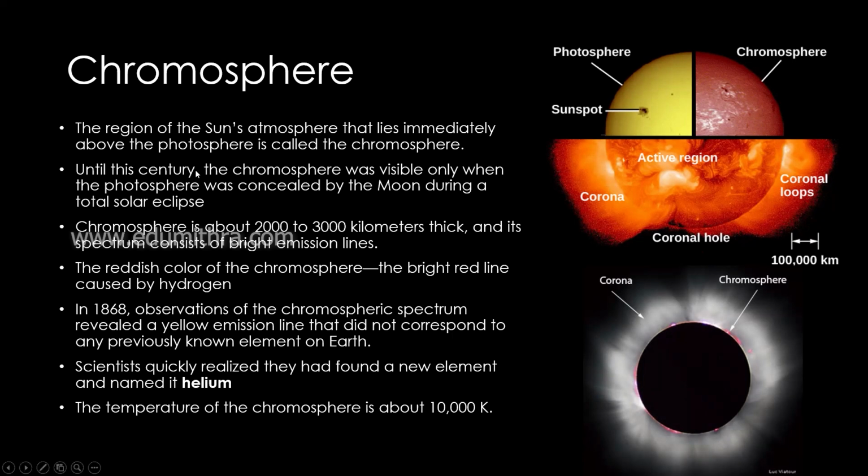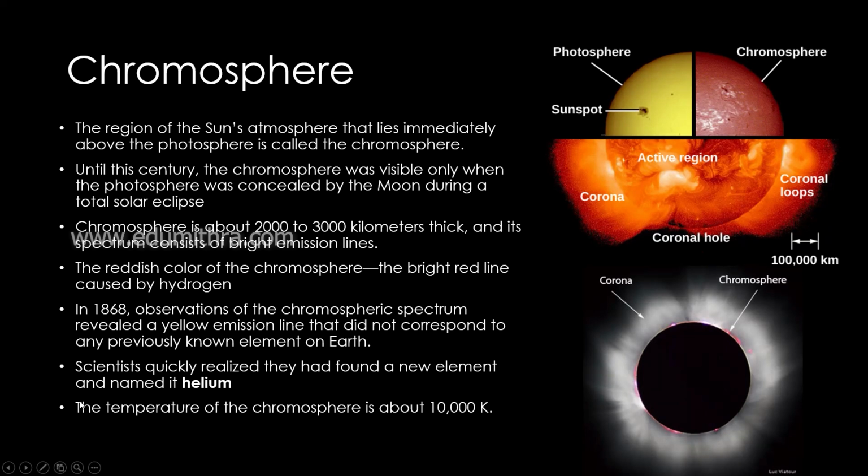The chromosphere is 2000 to 3000 kilometers thick. Another interesting thing is that the reddish color of the chromosphere, the bright red line, is caused by hydrogen. Why is hydrogen causing light? The energy transfer is coming. Some electrons in the hydrogen jump from a higher energy level to a lower one, so that it emits light, as we discussed yesterday.